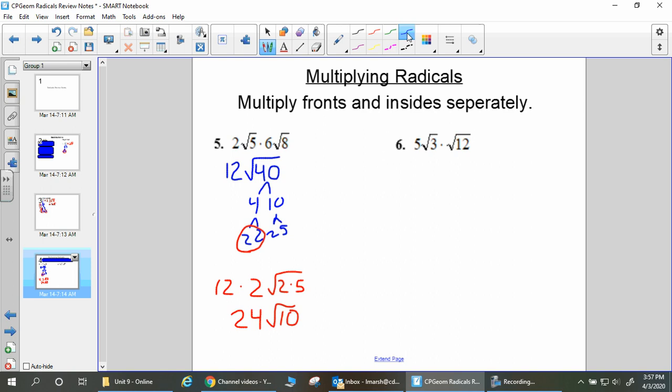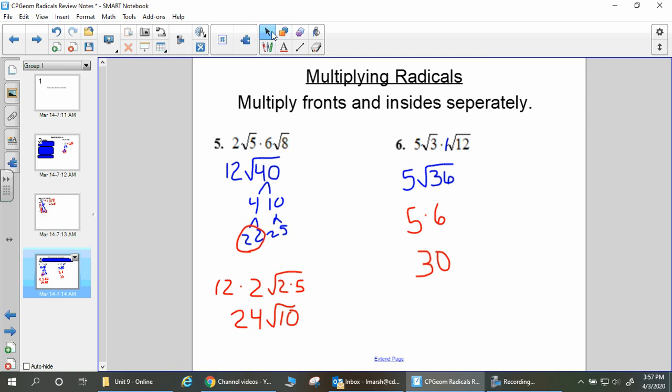Same idea over here on number 6. If there's nothing in front of your square root, consider the invisible 1. 5 times 1 makes 5. Square root 3 times 12 makes 36. Now you can make a factor tree on 36, but you really should be able to recognize your perfect squares. The square root of 36 is 6. And there was a 5 out front. So 5 times 6 means my final answer is 30, and there's actually no square root remaining.